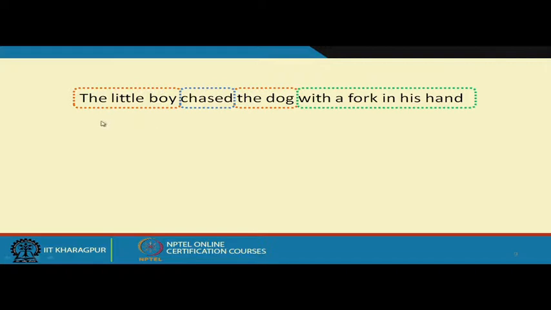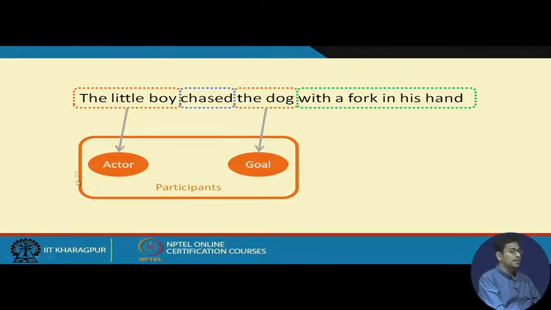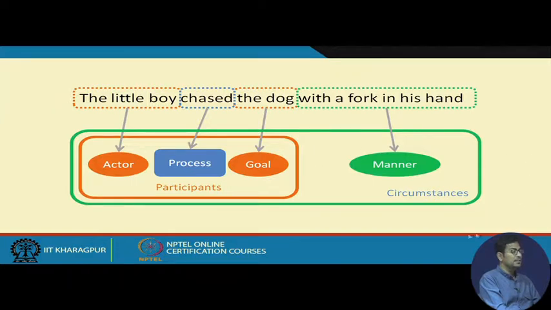Let us look at an example over here. Say, a little boy chased the dog with a fork in his hand. So, we have a sentence. This is a verbal denotation, or a verbal example that we are looking at, a linguistic example. Let us see how it works. The little boy and the dog are the participants over here. So, we have the actor, we have the goal, we have the overall participants over here, and then the chase part is the process. Together we are finding that there are participants and there is a process, and then with a fork in his hand is describing a circumstance, it is elaborating a manner.